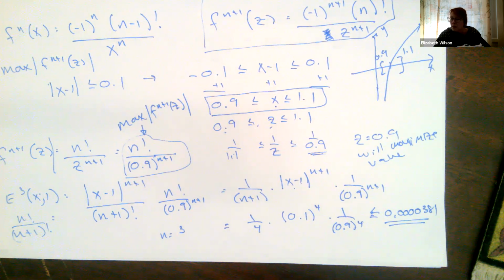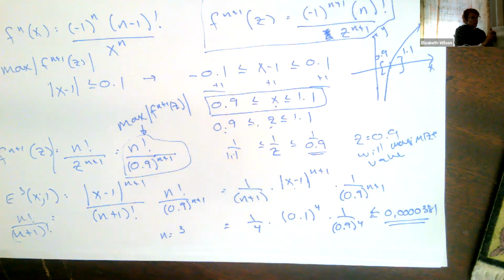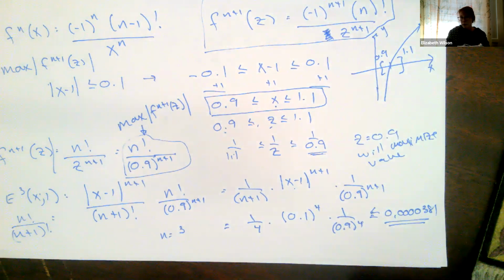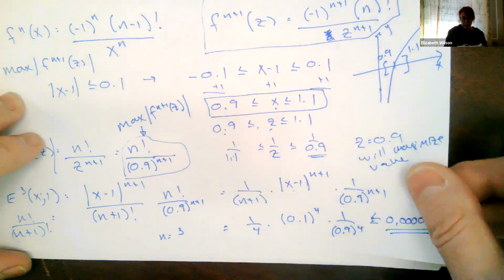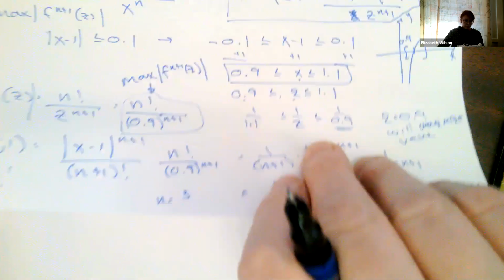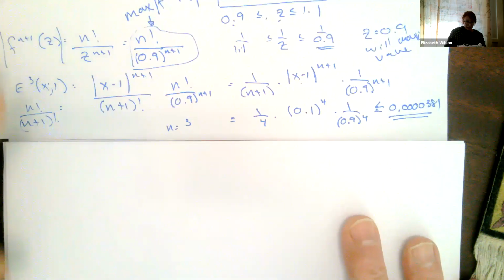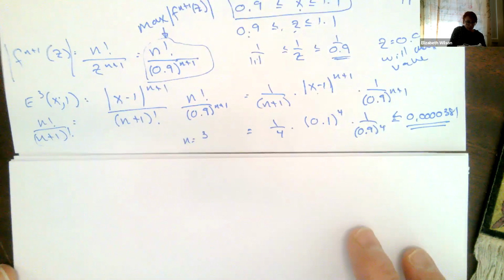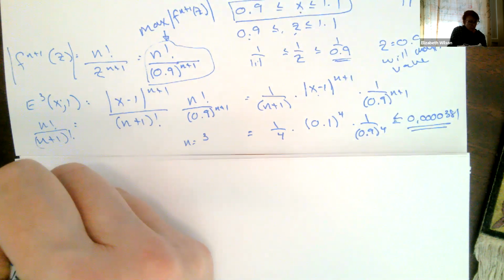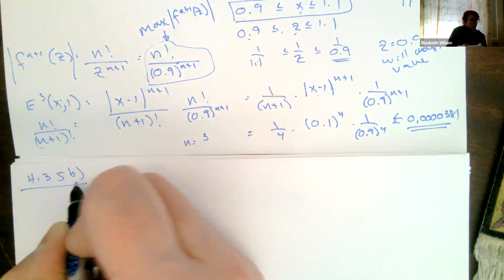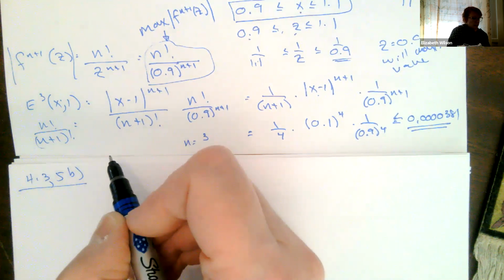Now parts B and C. While we're here, let's go ahead and do B and C. B and C are like what we did before, where B is just trial and error on my n. So let's go ahead and do that. And then I'll let you guys look at that. This is 4.35 part B. So this is to find the smallest value for n that's going to make this work.